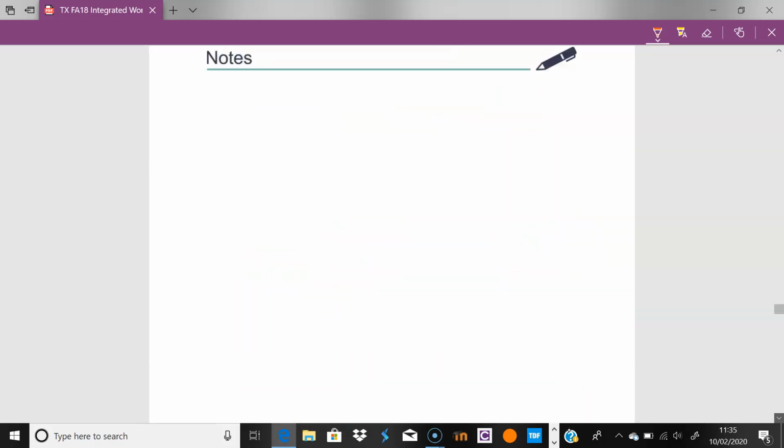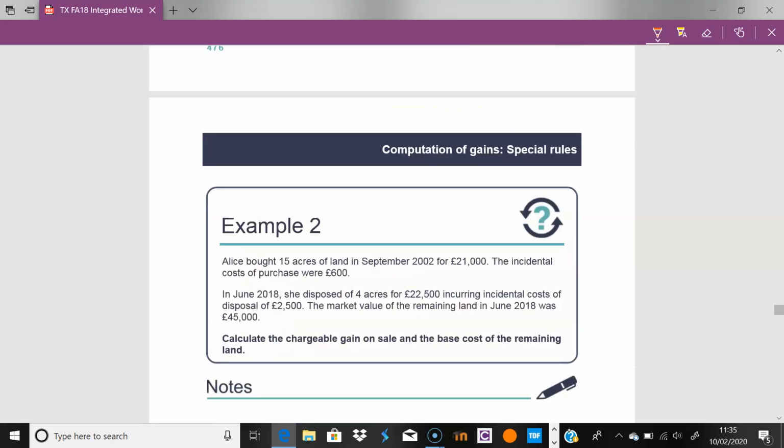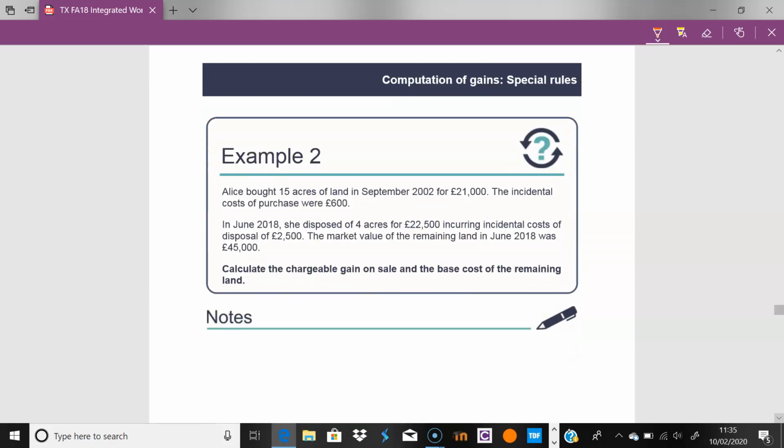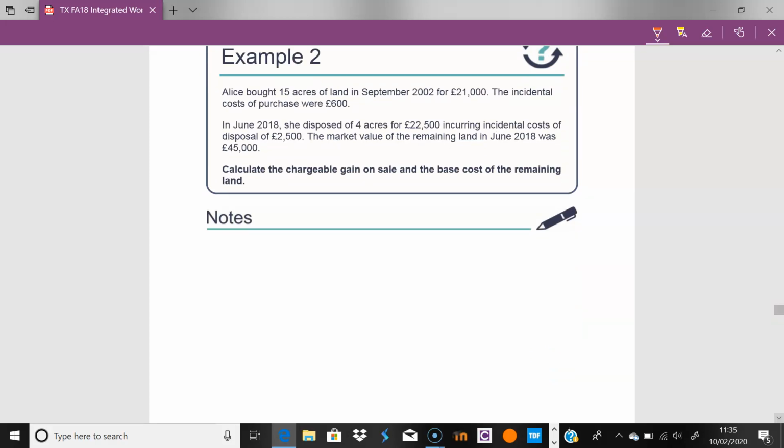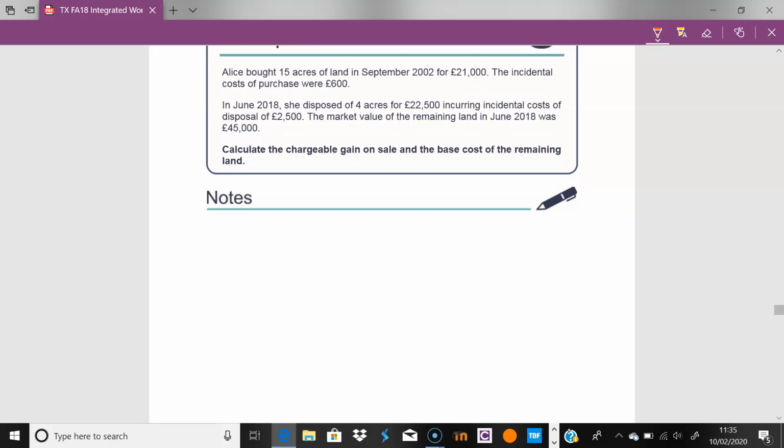Here we have this scenario where we have Alice. She buys 15 acres of land. So there's 15 acres here, and it cost 21,000, and the incidental costs were 600. I'm just going to keep it separate.